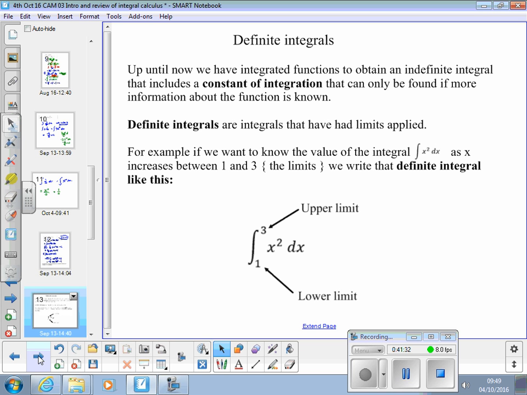For example, if we want to know the value of the integral of x squared with respect to x as x increases between 1 and 3, 1 and 3 being the limits, we write that definite integral like this. So we put the limits top and bottom, the lower limit and the upper limit, top and bottom of the symbol, and then the function afterwards. We're saying we're going to evaluate that integral for values of x between the bottom limit 1 and the top limit 3.